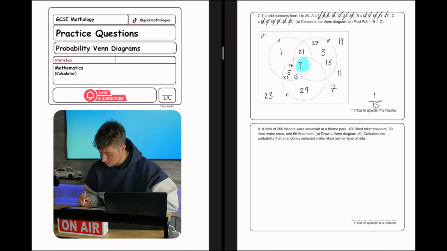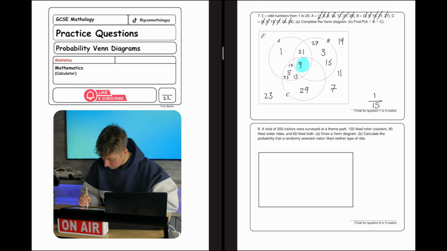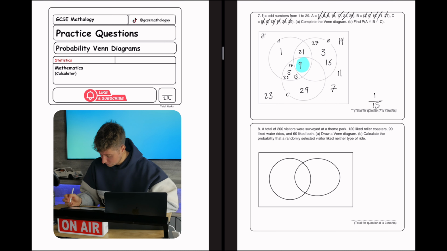A total of 200 visitors were surveyed at a theme park. 120 liked roller coasters, 90 liked water rides, and 60 liked both. We need to draw the Venn diagram. So we've got this outside set here. And then we're going to draw our rings. We've got roller coasters and then water slides. So we're going to fill in what are both first. So there's 60 that liked both.